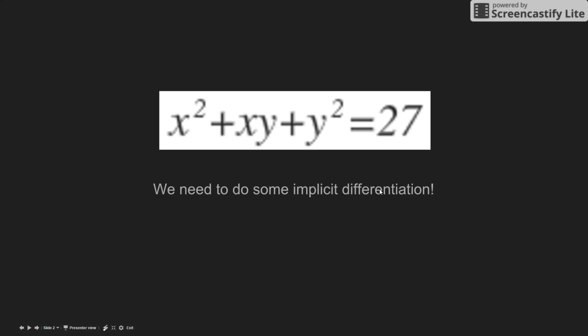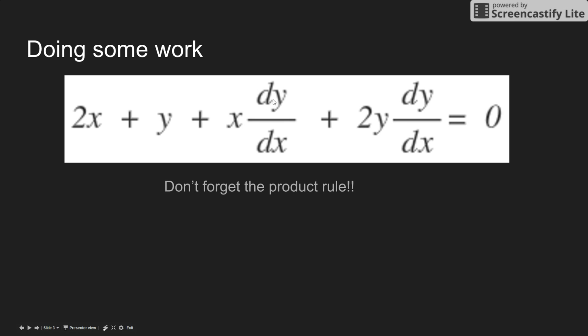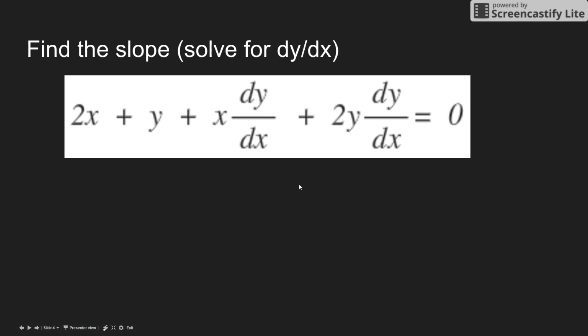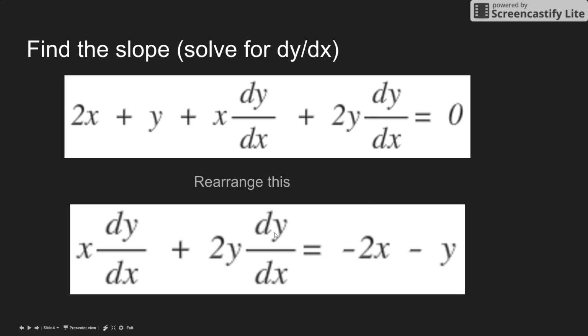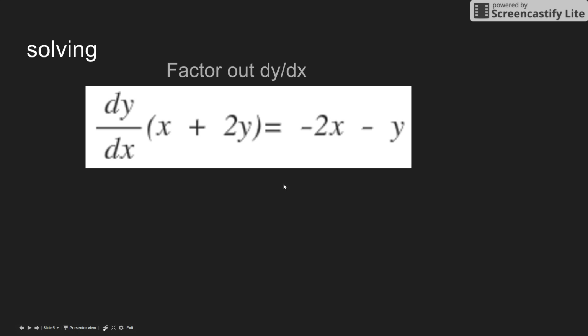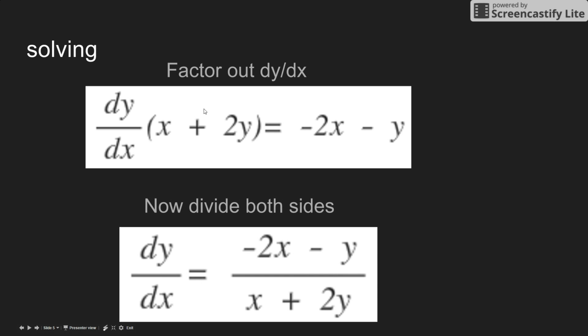For part A, we need to find the slope, and we see that we're going to need to use some implicit differentiation. Here I have implicitly differentiated the equation. Don't forget to use the product rule in the middle. Next, rearrange the equation so you have the terms with dy/dx on one side. From here, we need to factor out dy/dx, and then divide both sides so that you have dy/dx isolated. And this is your answer for the slope at any point in the equation.